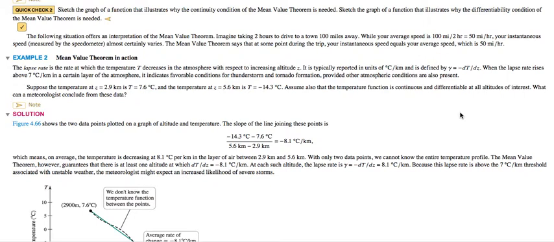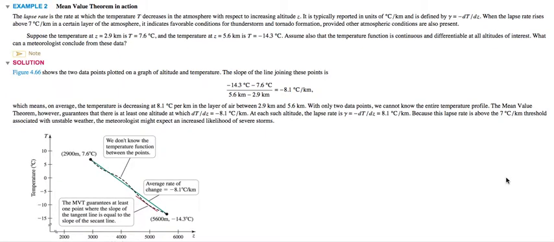But a good interpretation of the mean value theorem is given here. If we imagine taking 2 hours to drive to a town that's 100 miles away, then our average speed is going to be 100 miles divided by the 2 hours, or 50 miles per hour. Now remember, our instantaneous speed is almost certainly not always going to be 50 miles per hour. But the mean value theorem says that at some point during that trip, instantaneous speed has to equal average speed. In other words, in order to average 50 miles per hour, there has to be at least one point on the trip where you're going 50 miles per hour.